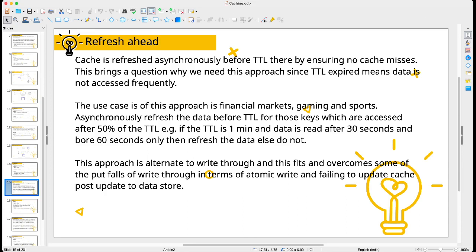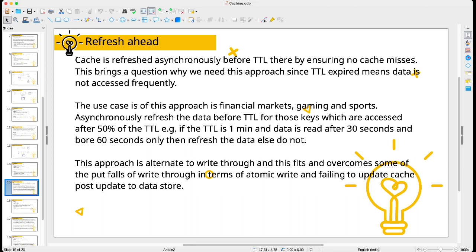We should understand the clear use case of this in financial markets, gaming and sports. The data is refreshed on those keys which are accessed after the 50th percentile of the TTL. For example, if the TTL is configured to be 1 minute, and the data is accessed after 30 seconds, then before the 59th second, just before the TTL comes, the data is refreshed.